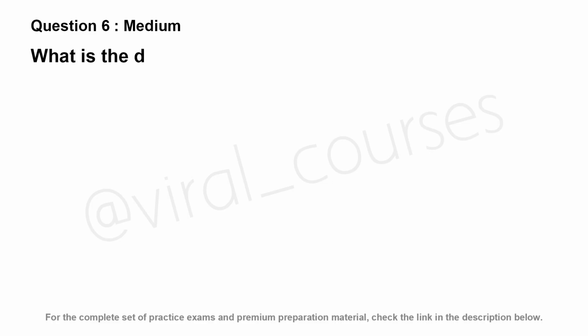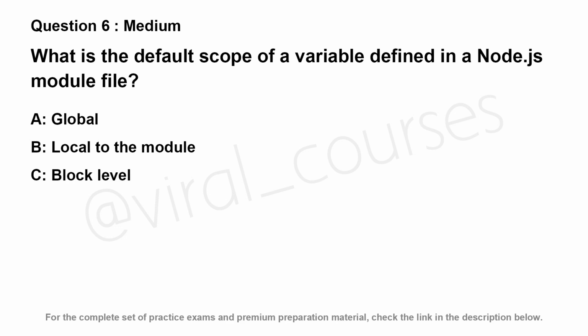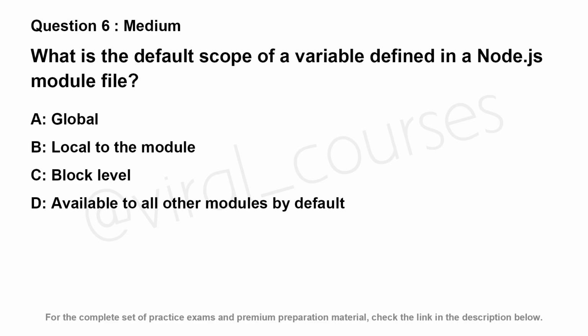What is the default scope of a variable defined in a Node.js module file? Option A, global. Option B, local to the module. Option C, block level. Option D, available to all other modules by default.